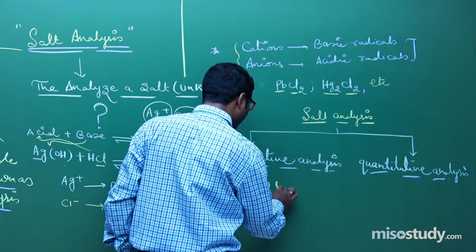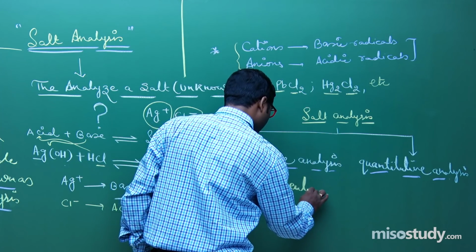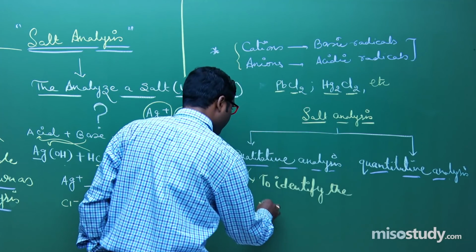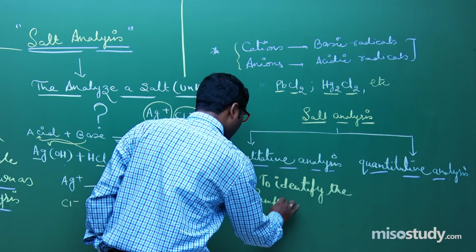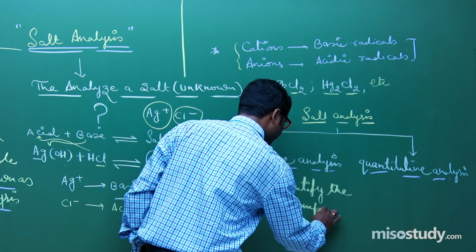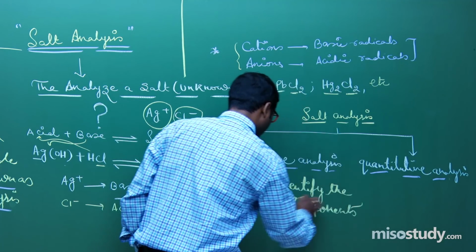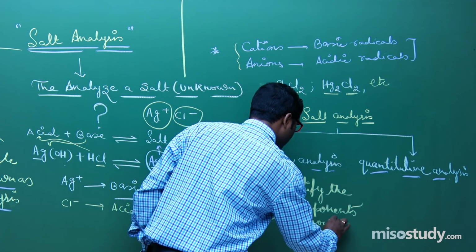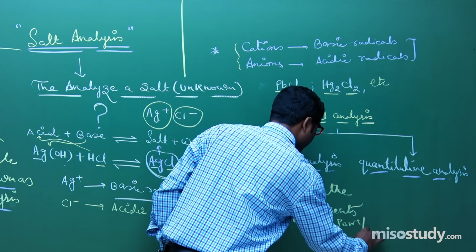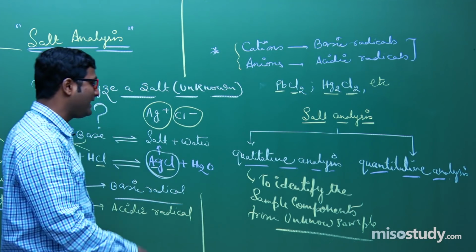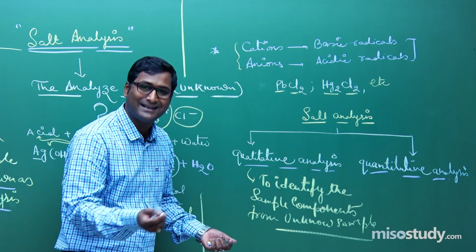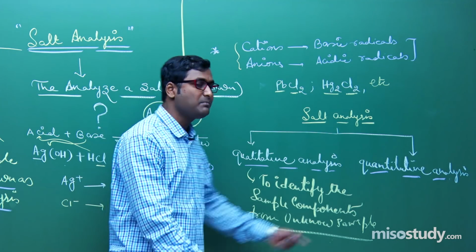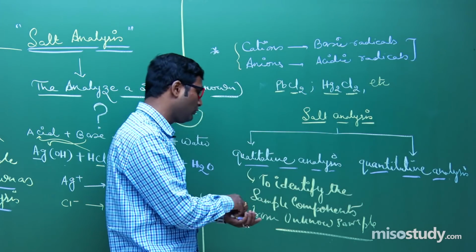Now, what I am telling, friend? To identify the sample components from unknown sample. Clear to you what I am telling? To identify the sample component, that is cation and anion, from unknown sample, means unknown salt. Now, quantitative, completely calculation based.